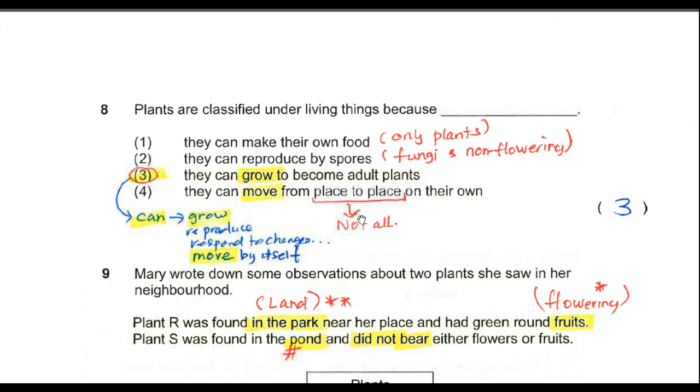Now a living thing can do the following. Look at 3. They can actually grow, reproduce, respond to changes, and move by itself. Now these are the qualifying terms. So 3 and 4 could be the answer, but 4 is not the answer because plants cannot move from place to place. Plants are living things because they can grow, not because they can make food. They can grow.